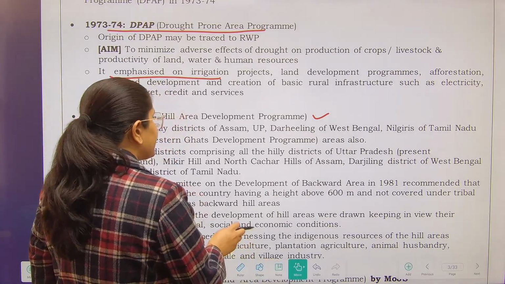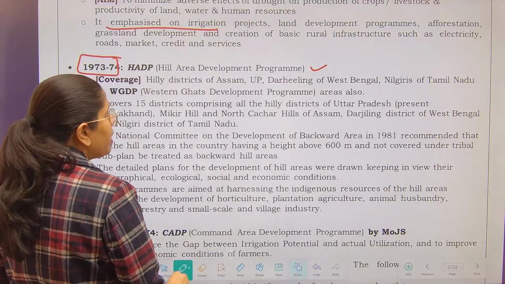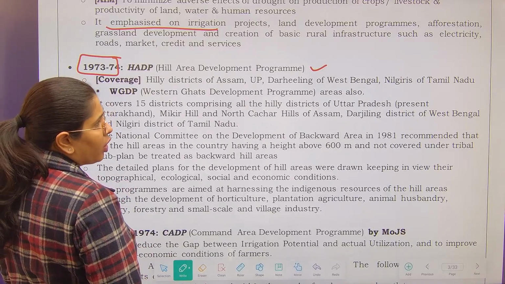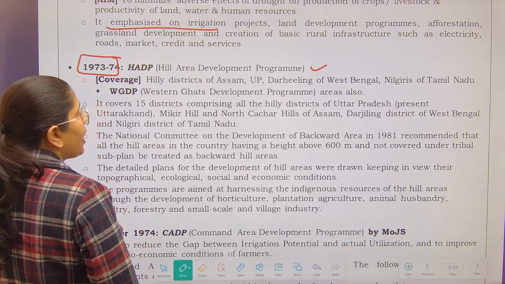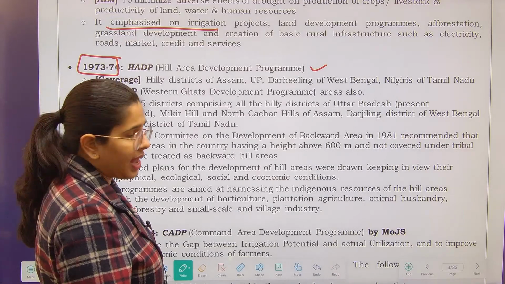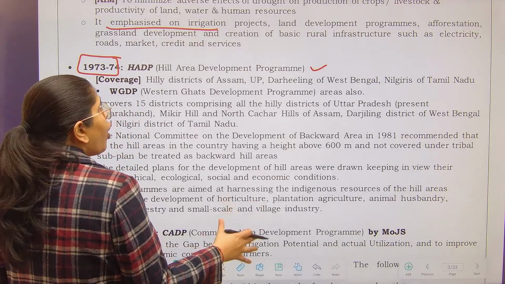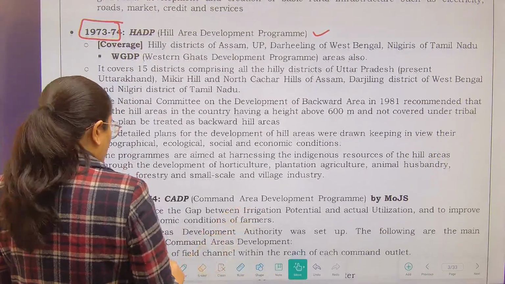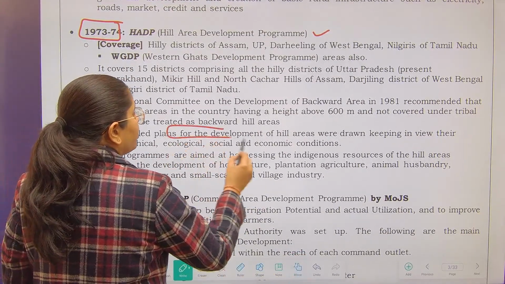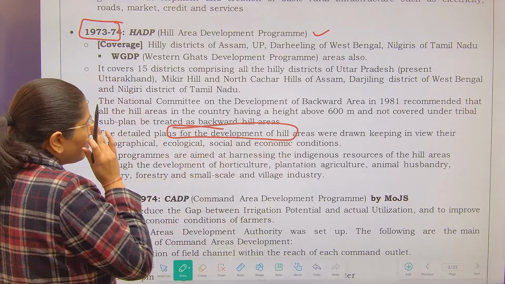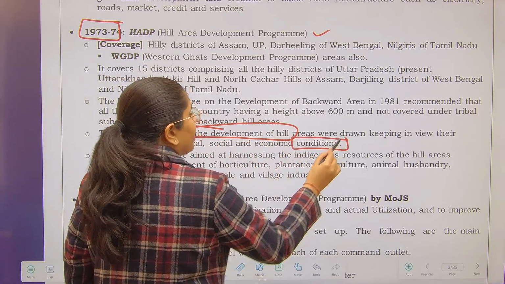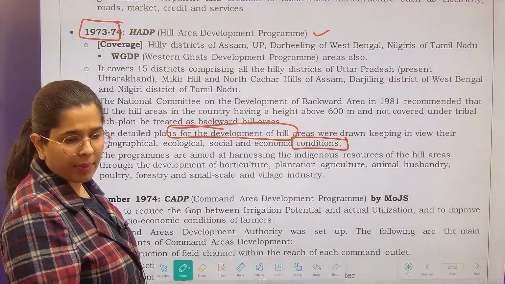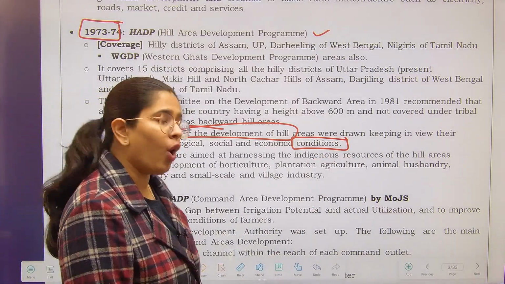The focus was on hill states, like hilly districts of Assam, UP, Darjeeling of West Bengal, Nilgiris of Tamil Nadu, and the Western Ghats Development Program as well. What they wanted to do here was development, but at the same time they focused on the prevailing conditions at that moment. They never wanted to alter the area.